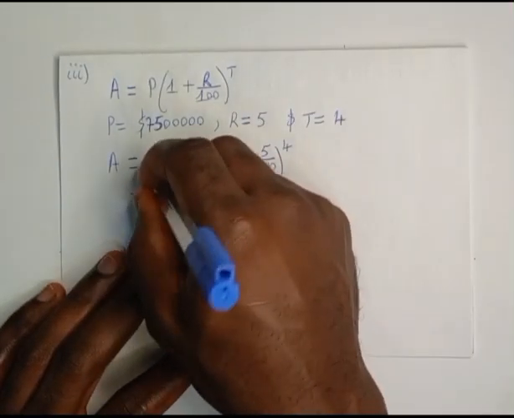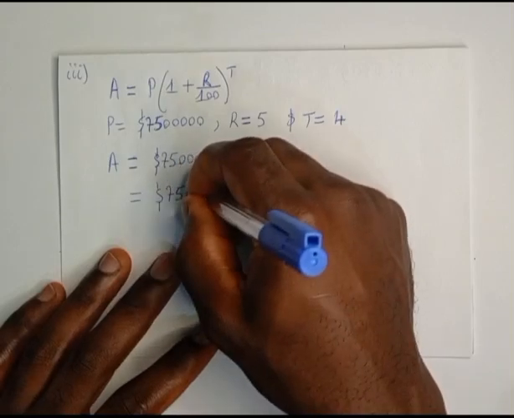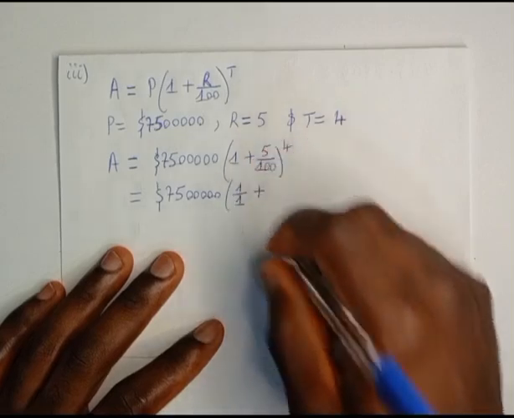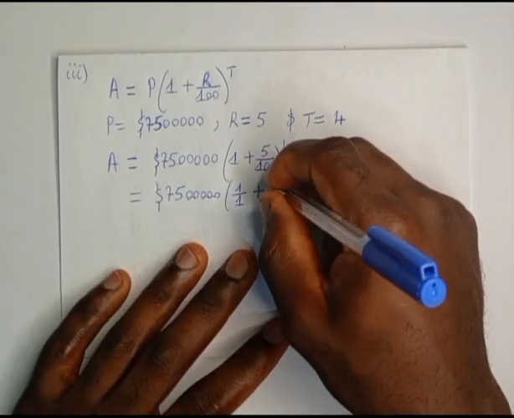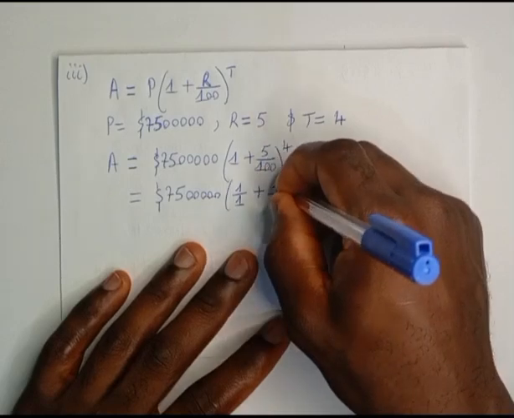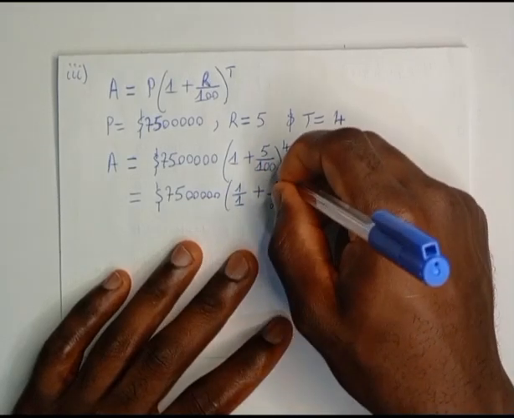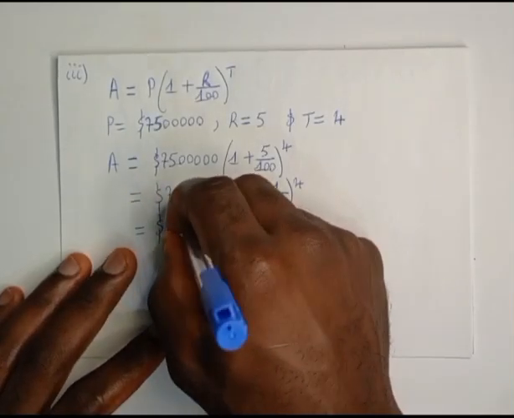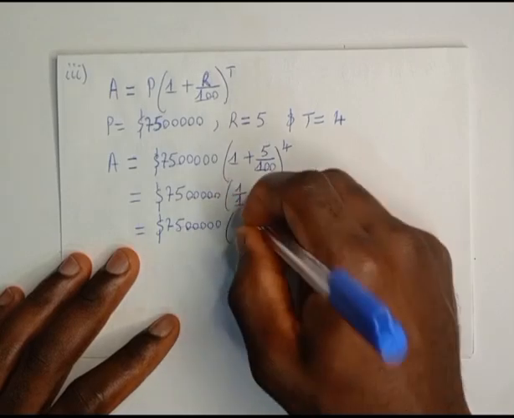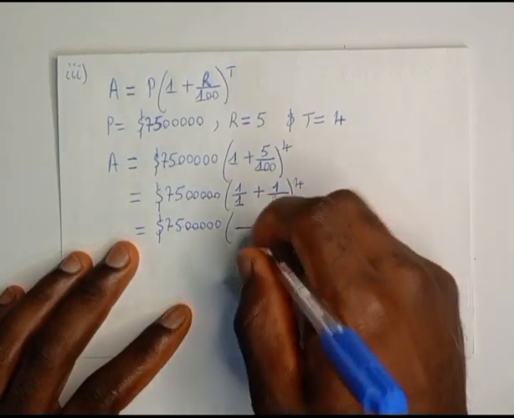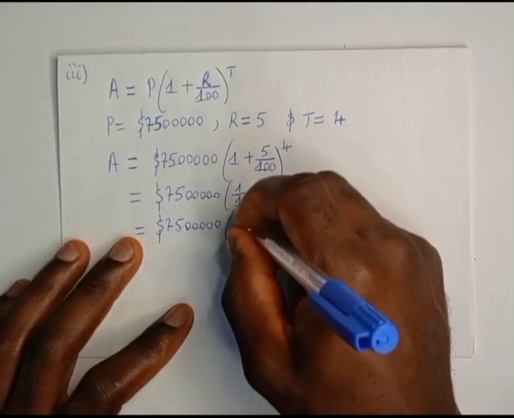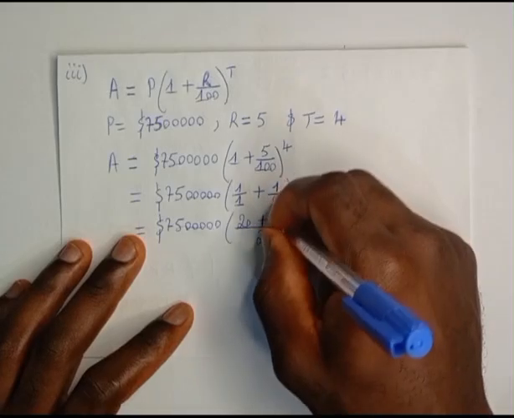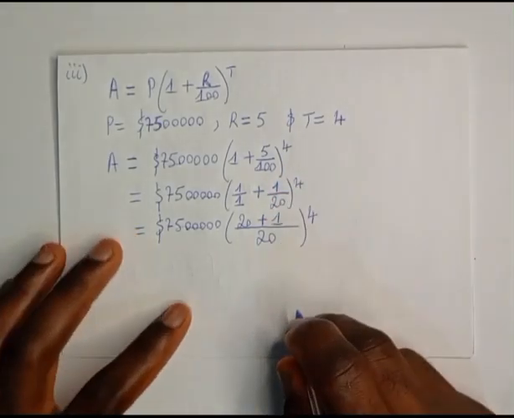This will simply be equal to 7,500,000 times 1, which can be expressed as 1 over 1, plus 5 all over 100, which can be simplified, and this will give us 1 on 20, all this raised to the power 4. This will be equal to $7,500,000 times, the LCM of the denominators here is 20. 20 divided by 1 gives us 20 times 1, 20, plus 20 divided by 20 gives 1 times 1, 1. We raise all this to the power 4.